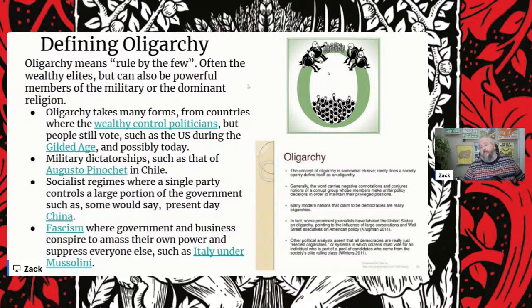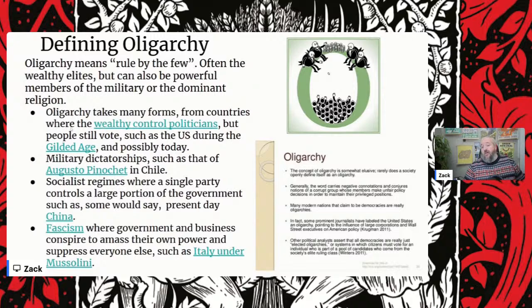Defining what oligarchy is. It means rule by the few. That's literally what it translates to. We have archy, that's always rulership. So this is the end part of the word to things like anarchy, hierarchy. Archy means ruler. Oligarchy means rule by the few, often the wealthiest elites, but it can also be powerful members of the military, the dominant religion. Oligarchy can take many forms, and I have a bunch of links to further explore each of these specific examples and types of oligarchies.